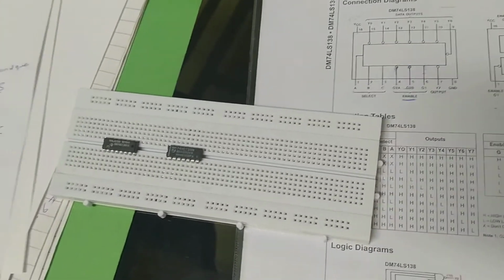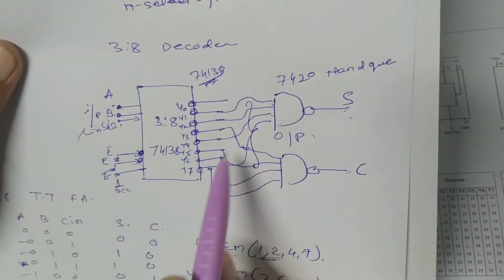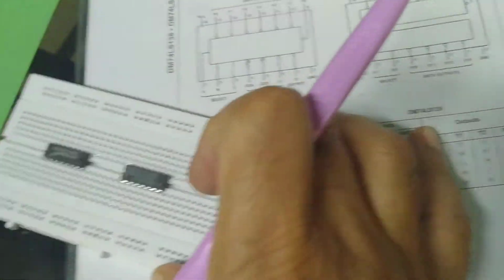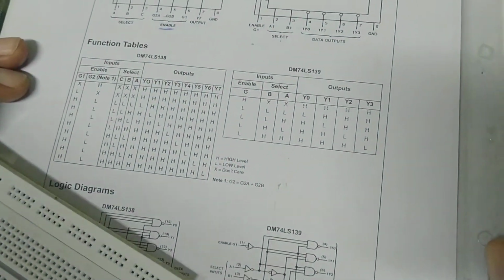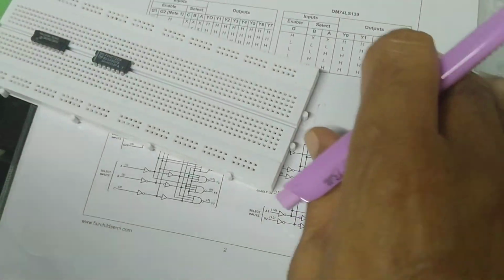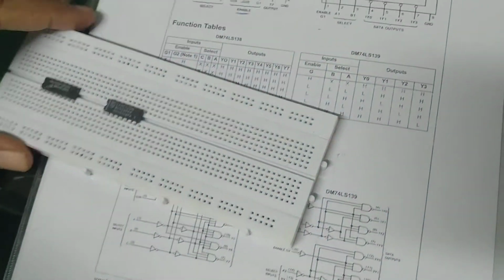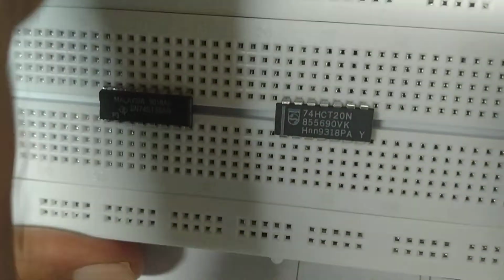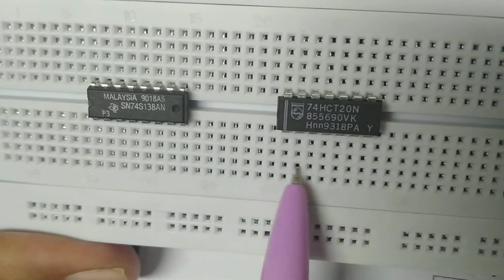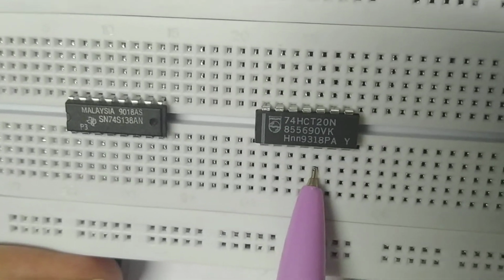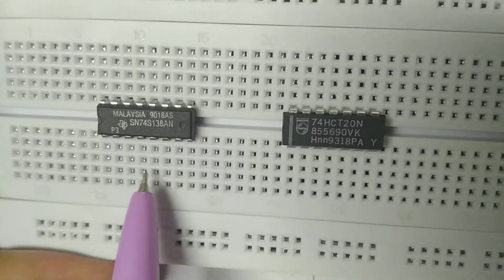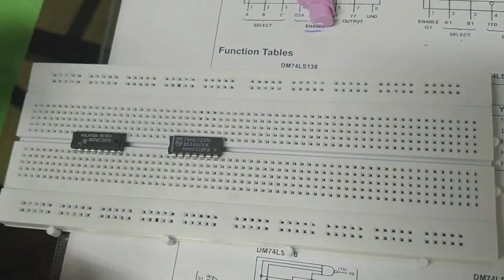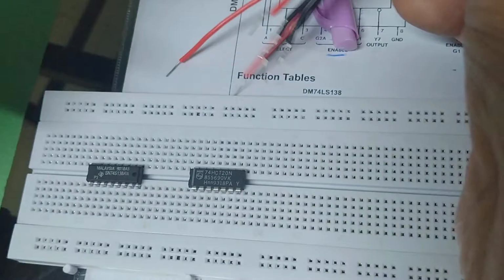Okay, so like this we have to do the connection on the breadboard. So we will follow both the diagrams. Here this IC is 74138 and this IC is 7420. It is a 4 input NAND gate. This is the decoder IC. This IC needs the plus VCC as well as ground.